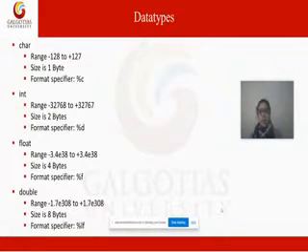Next we have integers. Like I told you earlier, an integer in a 16-bit machine or compiler takes 2 bytes. The range for it is from -32768 to +32767. And the format specifier for an integer is %d. For floating numbers, the range is as given: -3.4E38 to +3.4E38, where E is the exponent part, raised to power 38. It takes 4 bytes in memory, and the format specifier is %f.